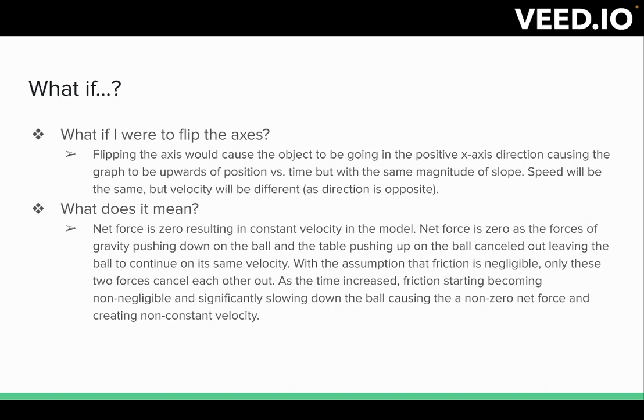The net force is 0, resulting in constant velocity in the model, because the gravity pushing down on the ball and the normal force from the table pushing up on the ball cancel each other out, and so the ball continues at the same velocity as per Newton's first law. But we had assumed that friction is negligible, and in the later frames the friction becomes non-negligible and significantly slows down the ball, causing a non-zero net force in the direction opposite to the ball's constant velocity and creating a non-constant velocity.